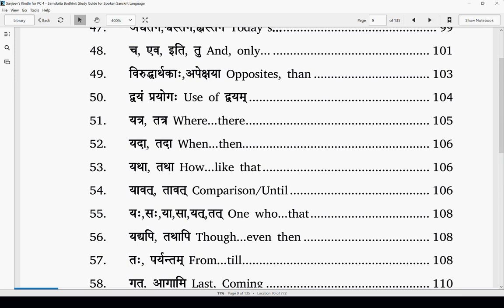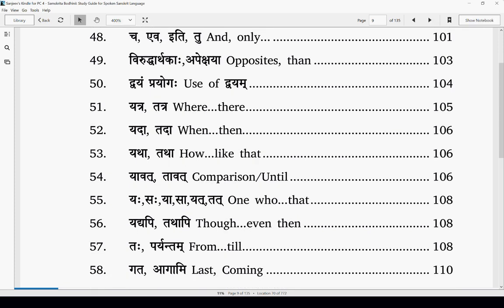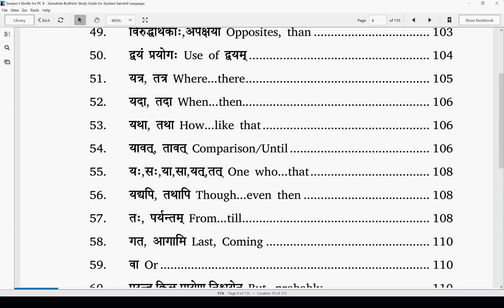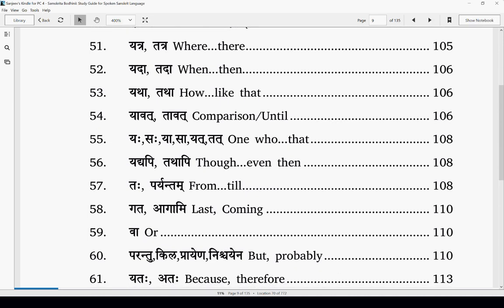Stulaha krishaha. Dvayam prayogaha. Yatra, tatra, also you have seen. Yatra vrishti bhavati, tatra jalam nasti, tatra jalam bhavati. Yada prayatnam karomi, tada safalaha bhavami. Like that. Yada tada. Yatha tatha. Yatha, like that, or like that. Yatha prayatna, tatha phalam. Udaharanam.